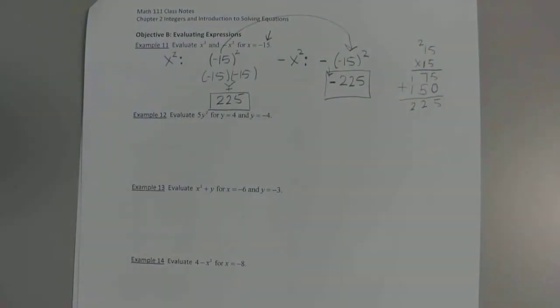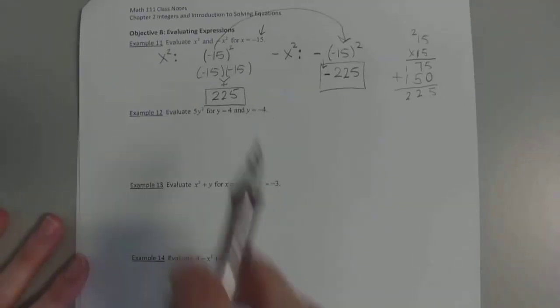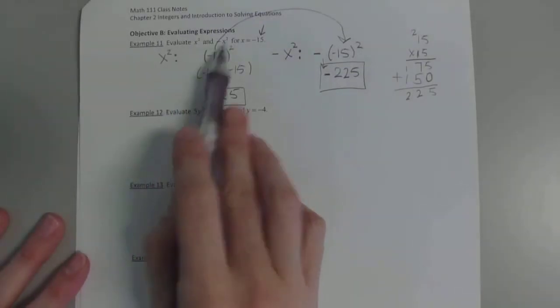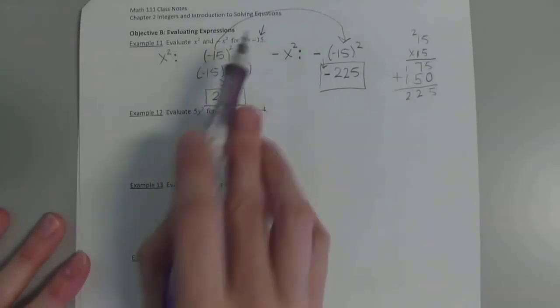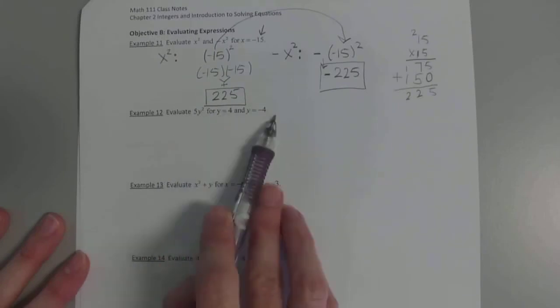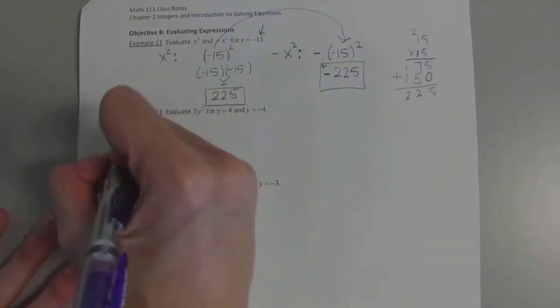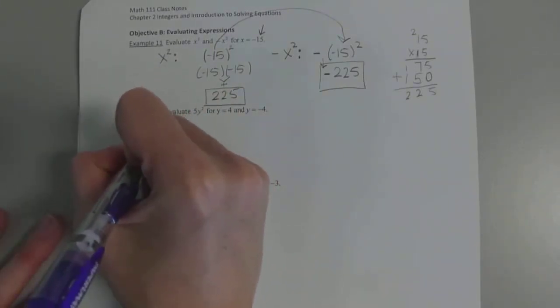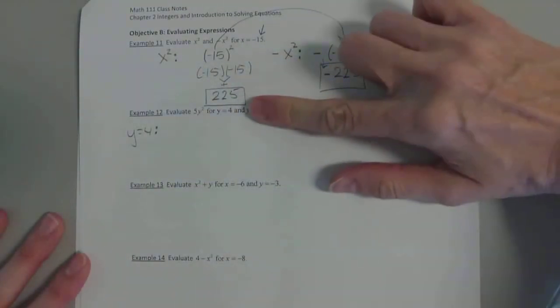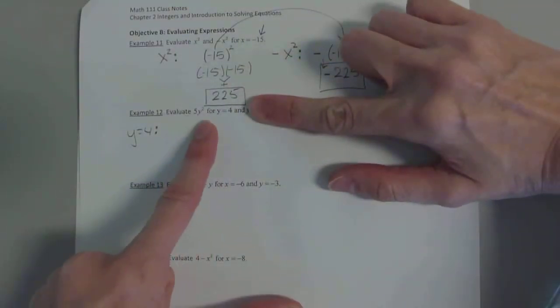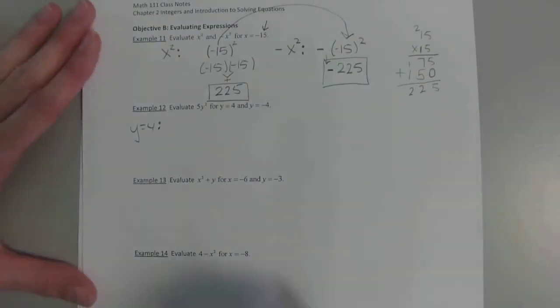Let's see how, on example 12, if things are going to change or if they're going to stay the same, okay? So on 12, it's a little bit different because on 11, they gave you two expressions and one x. Now they're giving you one expression and two y's, all right? So what if y equals 4? Let's start with him. Let's not even worry about this part. Let's just see what 5y squared is when y is 4.